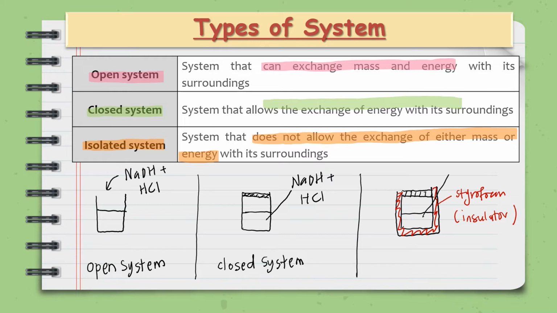Inside this beaker, I add sodium hydroxide with HCl. So these two reactants will react with each other. So there will be release of heat, but the heat is trapped inside the beaker. Why? Because I put an insulator here. So the heat cannot escape outside. So this is what we call an isolated system. So make sure you can differentiate between these 3 systems. Okay, so now let's move forward.